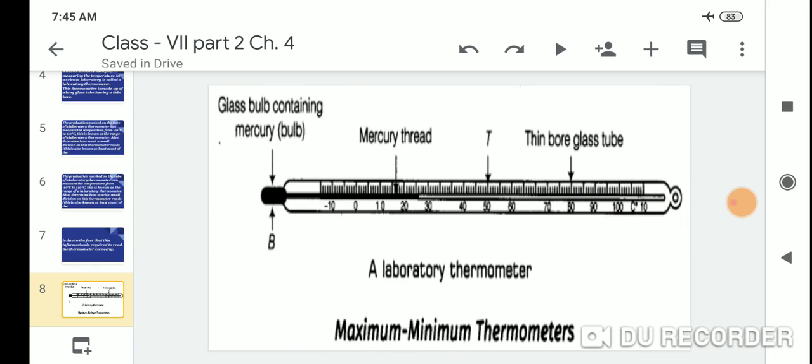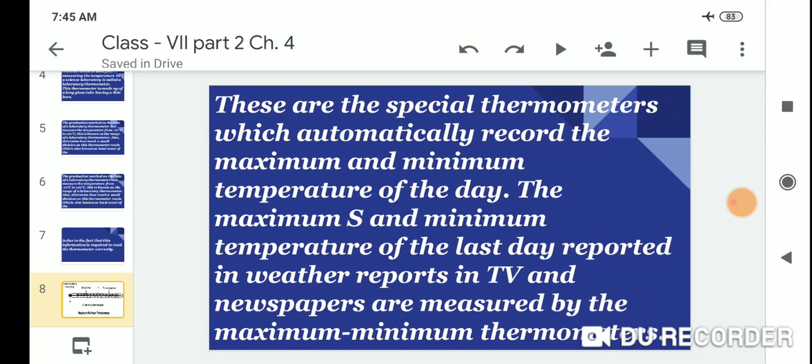So look at this picture for the laboratory thermometer, and the maximum and minimum thermometer. The first one is a bulb, the glass bulb containing the mercury, the second is a mercury thread in the middle part, and the third one is a thin bore glass tube.